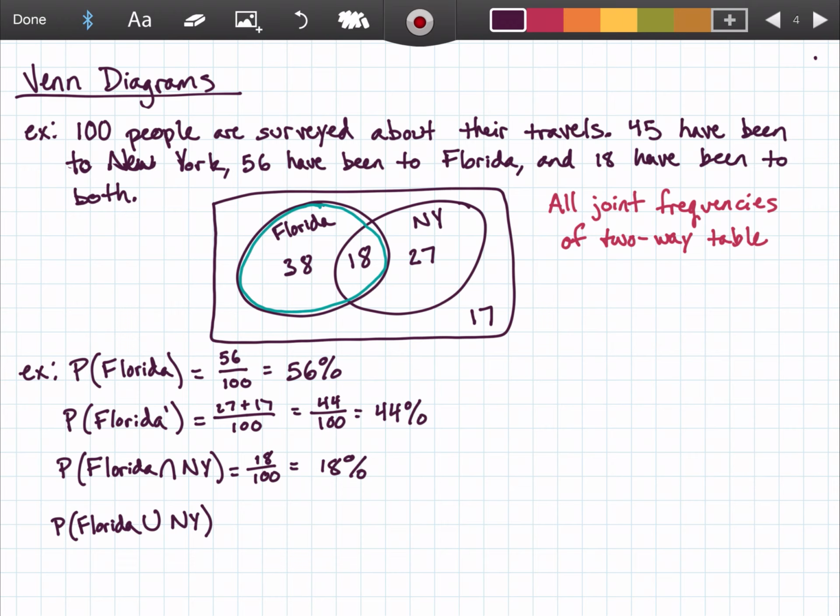Or the probability that you are Florida or New York, so that you've been to either one. I don't know if you guys remember, but when we talked about sets, or talked about everything in the 2 circles. So I'm just going to add the 38 plus the 18 plus the 27 out of the total 100. So I get that 83%.